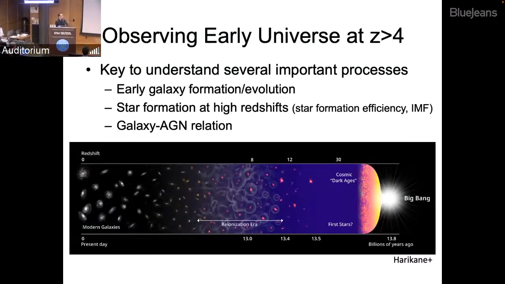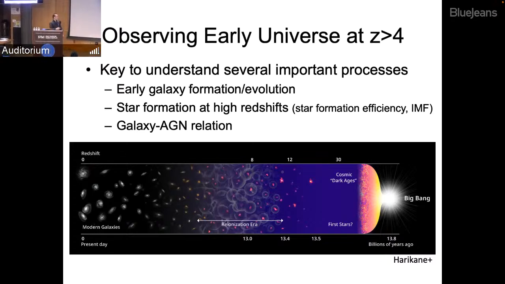Okay, so this figure shows the history of the universe. As you know, the first galaxy and the first star may form at redshift 20 to 30. Then these galaxies evolve through cosmic time, and finally they turn out to be the galaxies that we observe in today's universe. In this context of galaxy formation and cosmic evolution, observing the high redshift galaxies is important to understand several important processes such as early galaxy formation, evolution, star formation, including star formation efficiency and initial mass function, and galaxy age.